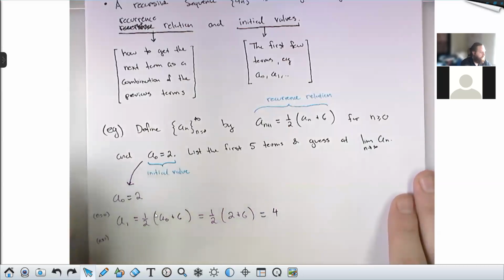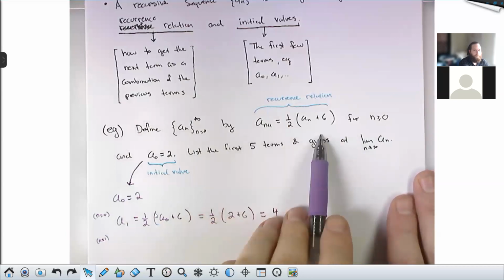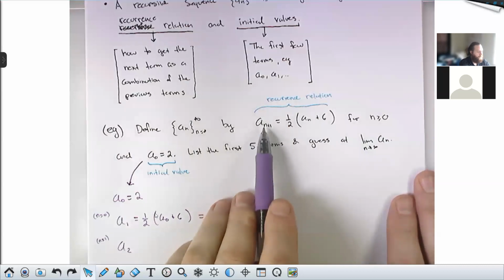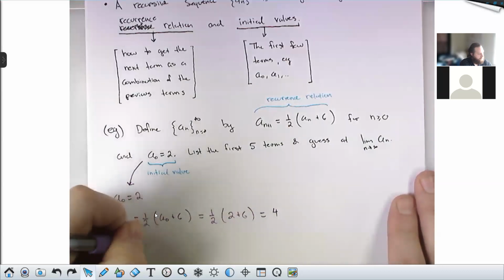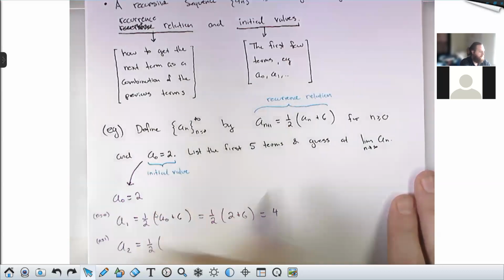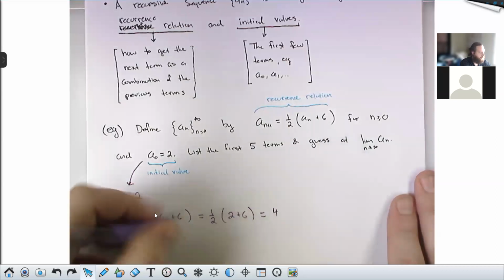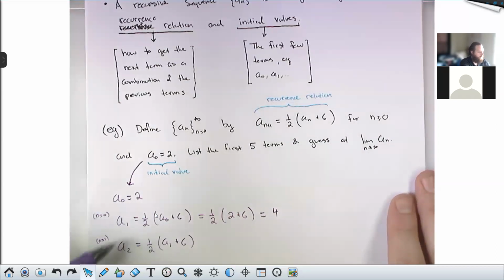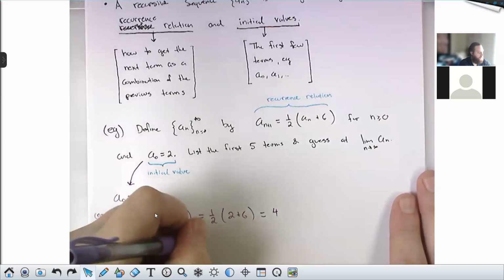If I do that same thing, but I plug n equals 1 into this recurrence relation, then on the left-hand side, I'll have a sub 1 plus 1, which is a sub 2, is equal to 1/2 times, plugging n equals 1, so this is a sub 1 plus 6. And you see the catch of the thing is that I couldn't possibly figure out a2 unless I had already figured out a1, because in order to get a2, I need to know a1. And that's what recursion is, right? It's where the next thing comes from the previous things.